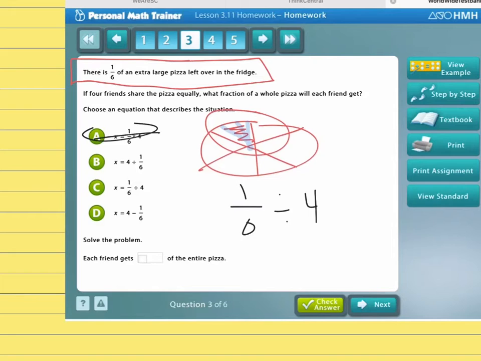So which one shows that? That's a times 4. That doesn't work. That's 4 divided by a 6. That doesn't work. That one works right there. And that's a subtraction. So we're going to go with C for the equation.